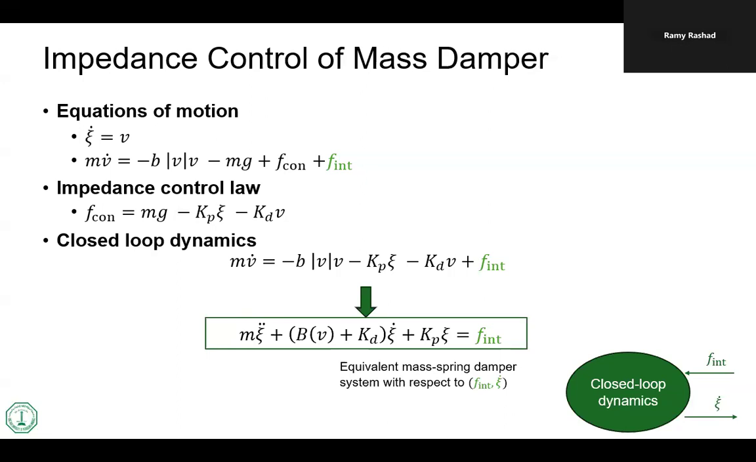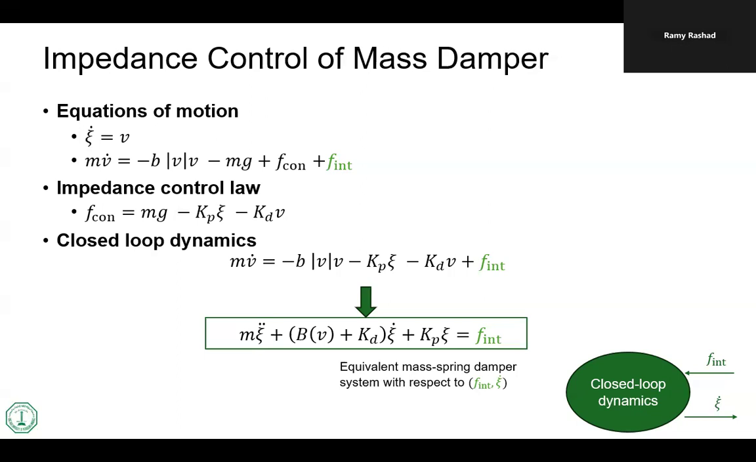So I have an equation in terms of psi dot, psi double dot, psi dot, and psi, and equal to F int. What does this remind you of? Simply just a mass spring damper equation. So looking from these two, from this side, from the port, how is the closed loop dynamics behaving? Just as a mass and spring and damper system.